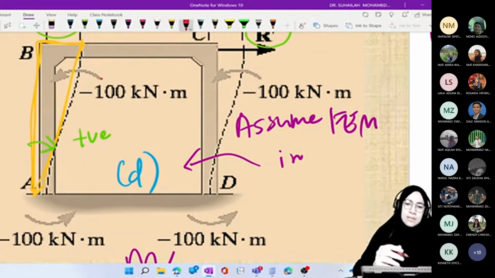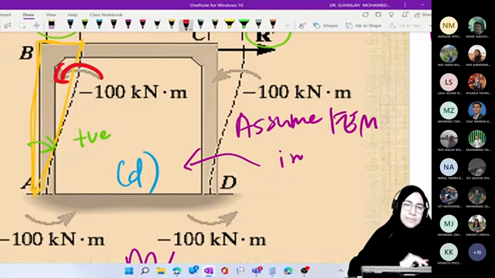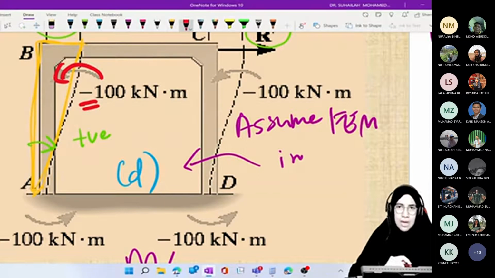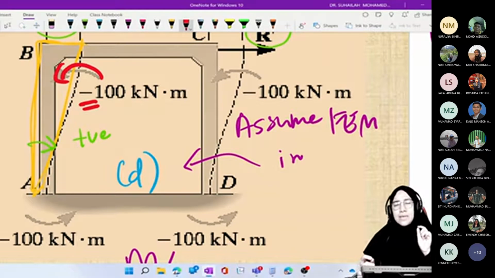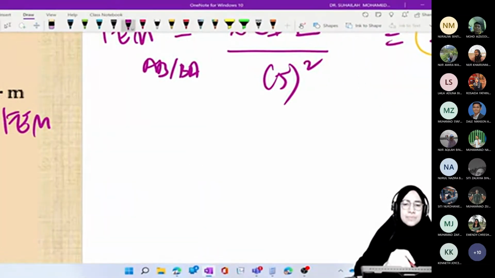So opposite means this direction. That is why we need to assume negative 100. Because if we put positive 100, it means the frame is moved to left direction. Frame moved to right direction is negative FEM because of the behavior. Triangular.